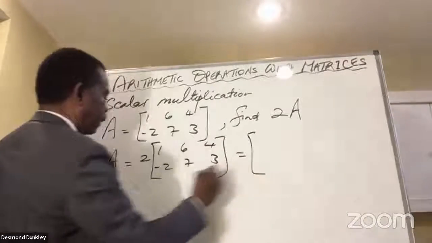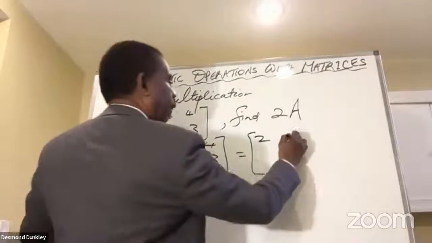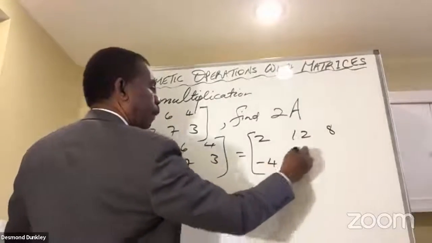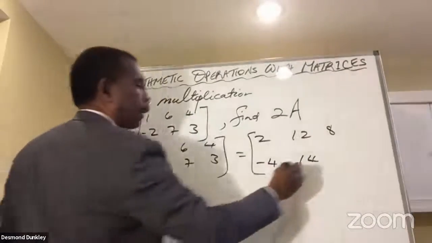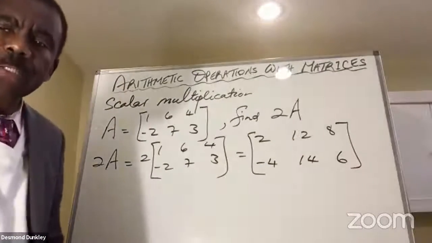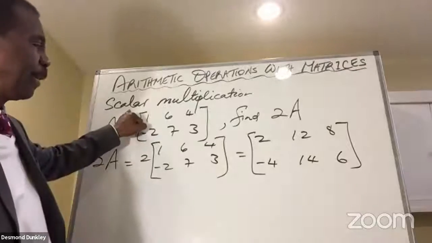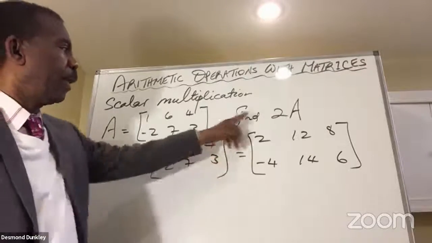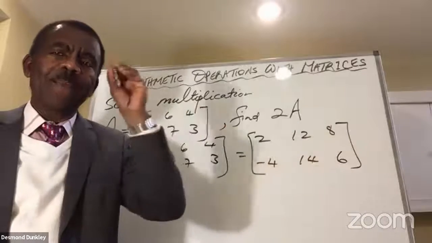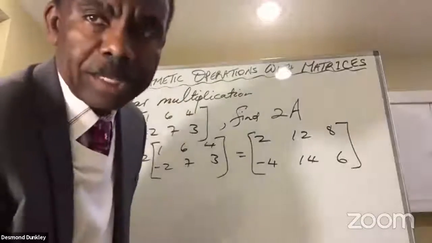And the result is going to be 2 times 1, 2. 2 6s, 12, then 8, then negative 4, then 14, and then 6. So the scalar multiplication is no big deal. Scalar. Take the number, multiply each entry, you're done. Real matrix multiplication is a different story.